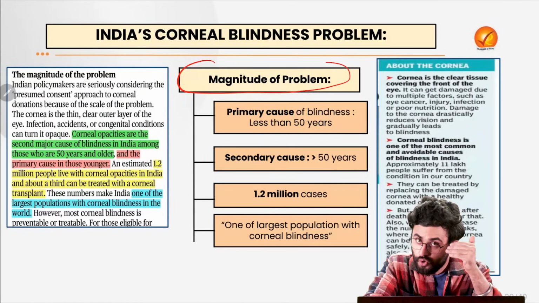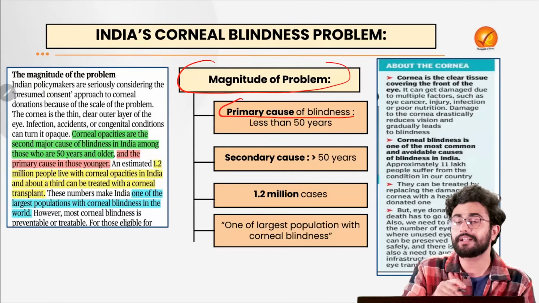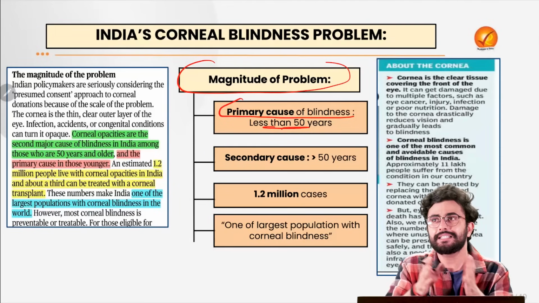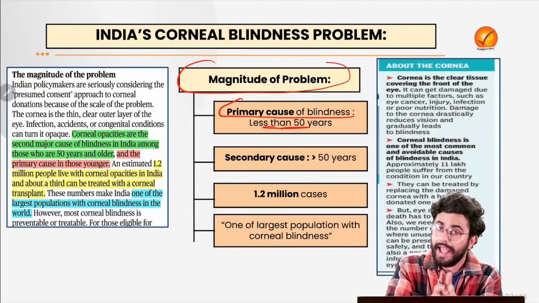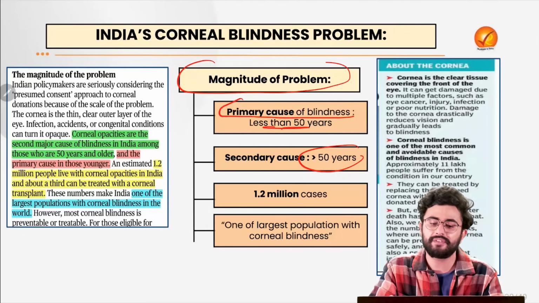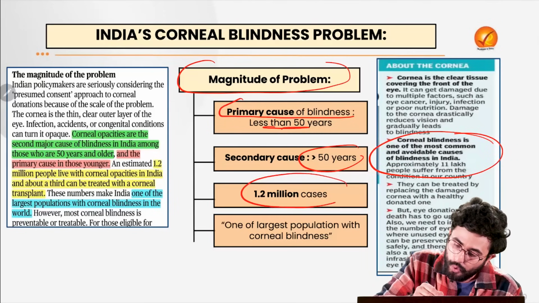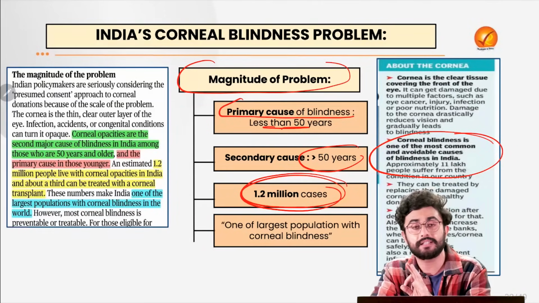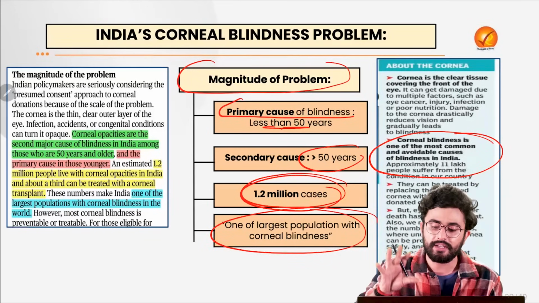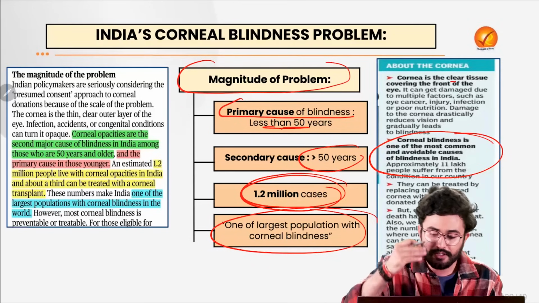So remember that corneal disease is the primary cause of blindness among people less than 50 years old, and the secondary cause of blindness for people who are more than 50 years old. Currently in our country, there are around 1.2 million cases, thus making our country one of the largest populations with corneal blindness.